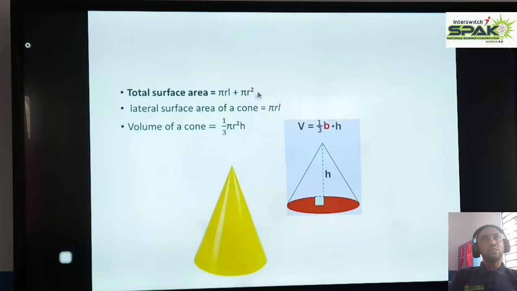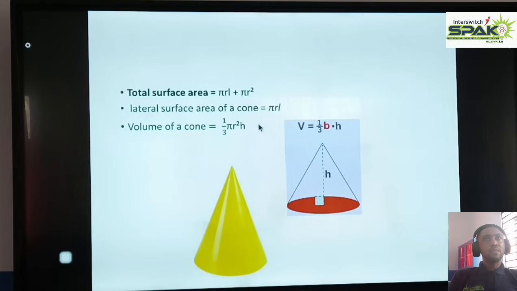The total surface area of a cone is the lateral surface area, which is the area of this lateral surface, plus the area of the bottom, which is a circle. So the area of a lateral surface is pi RL, then the area of a circular face is pi R square. So to find the total surface area of a cone, we have pi RL plus pi R square. And we also have the lateral surface, which is pi RL, and the volume of a cone is 1 over 3 pi R square H.